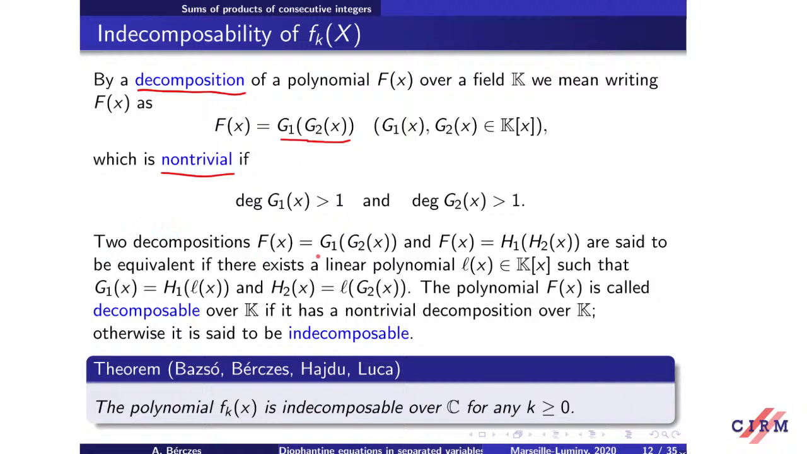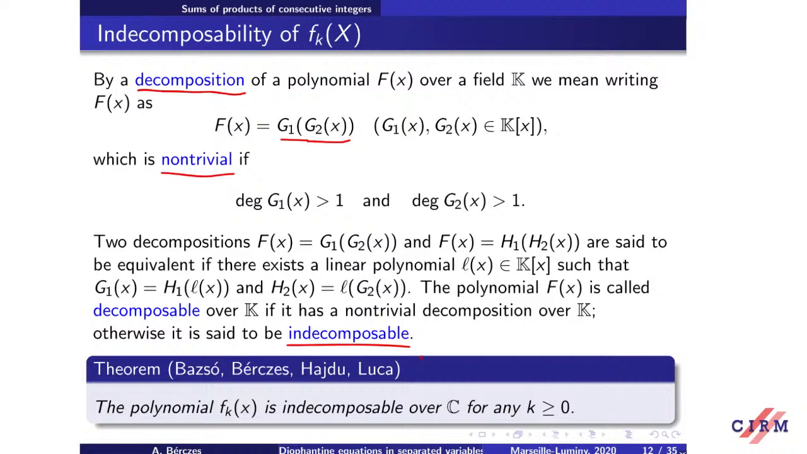If we have two decompositions, we say that these decompositions are equivalent if there exists a linear polynomial L with coefficients in the field k such that g1 can be expressed by h1 in the variable L of x, and h2 of x is L of g2 of x. We will say that the polynomial f of x is decomposable over k if it has at least one non-trivial decomposition. Otherwise, it is called indecomposable.